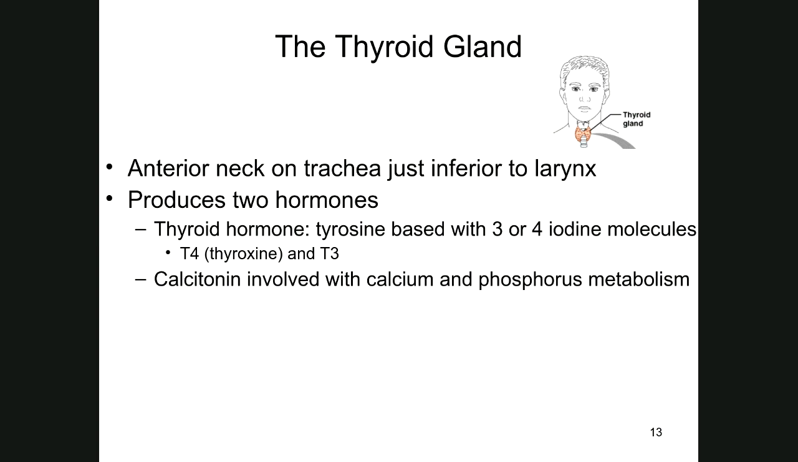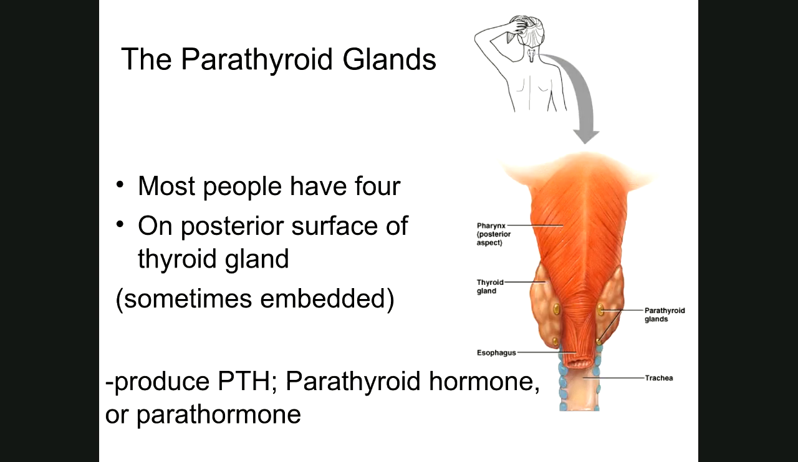There are 2 thyroid hormones, tyrosine-based, with 3 or 4 iodine molecules. So we call it T3 with 3 molecules, T4 with 4 molecules. And calcitonin is involved with calcium and phosphorus metabolism. The parathyroid glands, most people have 4. As seen here, they have 4. Those little teeny things over here are embedded on the posterior part of the thyroid. They produce parathyroid hormone, PTH.